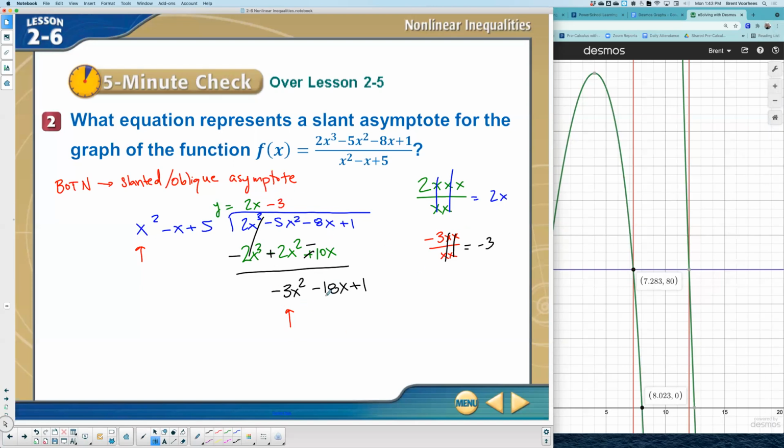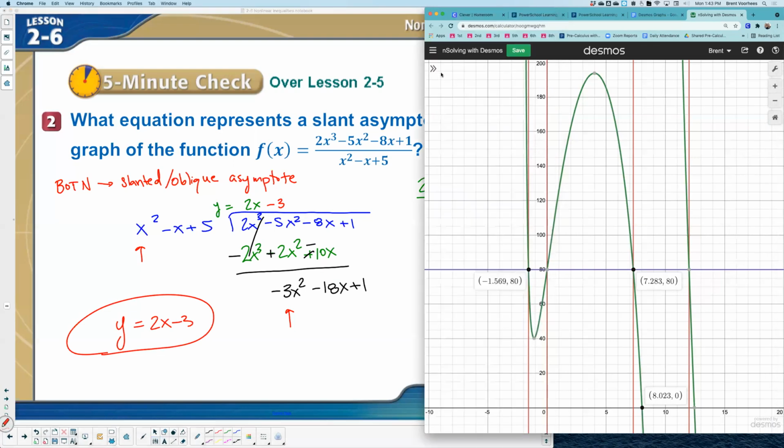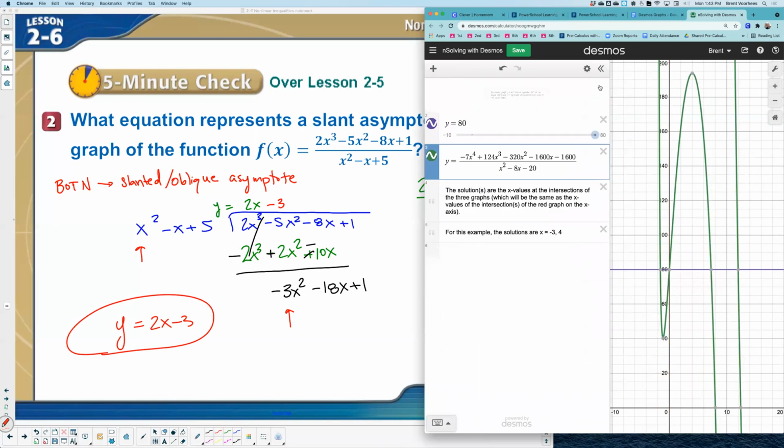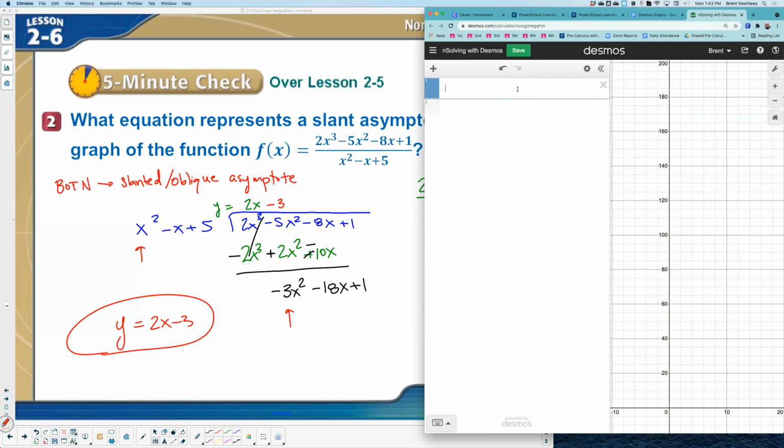You don't have to finish this problem off. That right there is it. y equals 2x minus 3. That's my equation. You don't have to worry about the remainder. When I graph this, I'm just going to close everything off so I have a blank graph. I'll show you this equation, what the slanted asymptote will resemble.